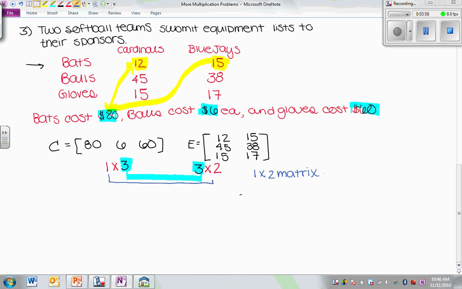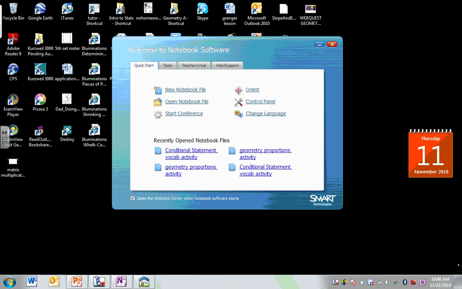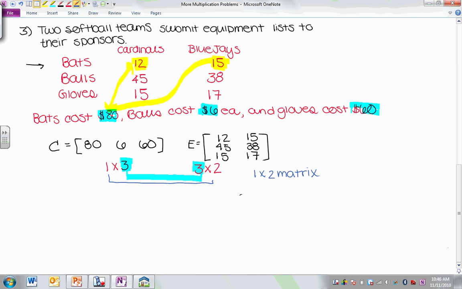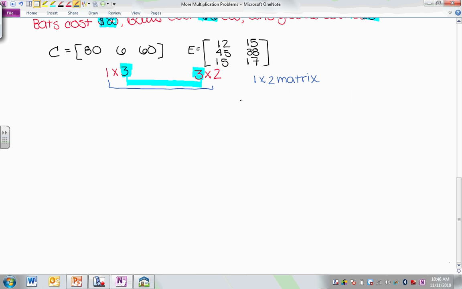Okay, so let me scroll down and let's do it. Where did it go? Okay, is it still recording? Yes, okay, so here we go. Let me scroll down and let's multiply them. So I need CE, right? So I've got here row by column. Oh boy.